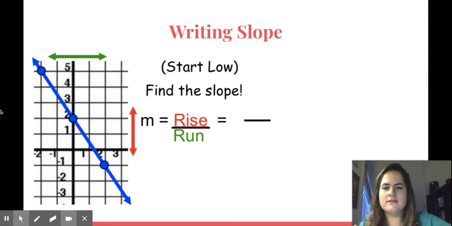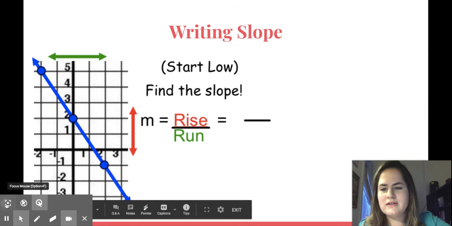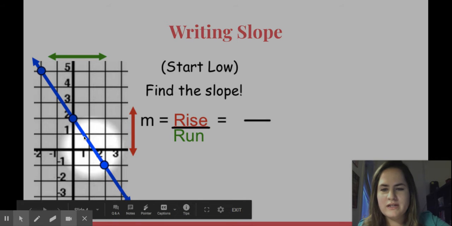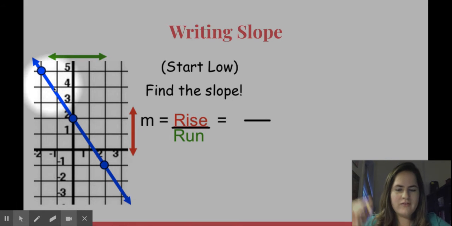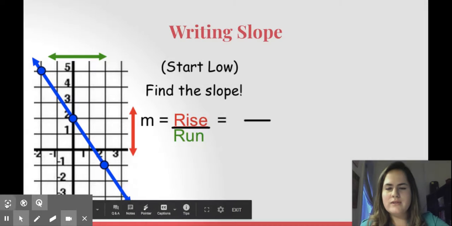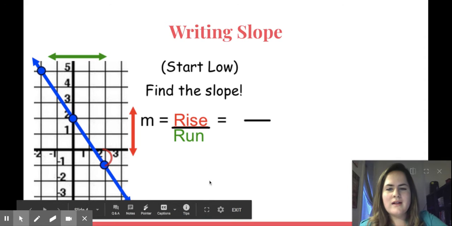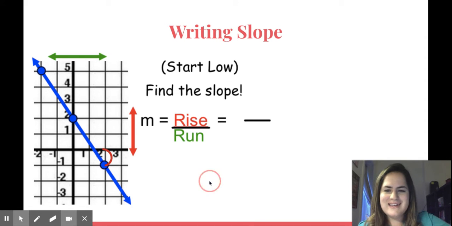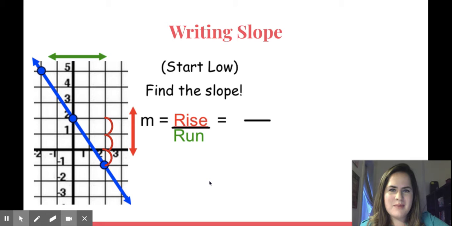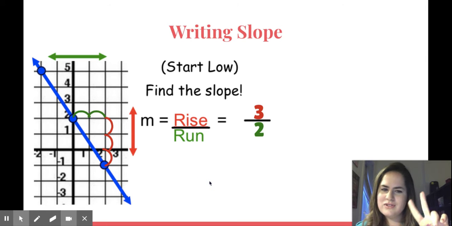So what I'm going to do is I'm going to start low. I'm going to start at the low point of the graph, and I'm going to go to that higher point right there. I want to use points that are next to each other. That third one's kind of far off, and it's going to make my numbers bigger for no reason. So I start at the low point, and I count how many boxes I rise, which is 3. The top of my fraction is going to be 3. Now from that location, I count how many boxes I run, which is 2. So the bottom of my fraction would be 2.